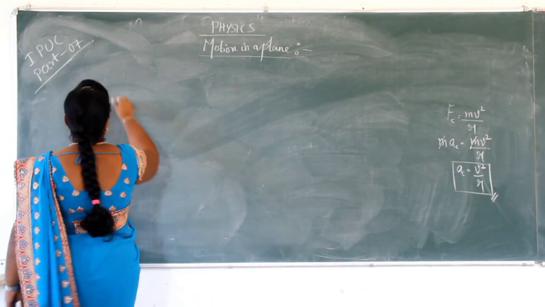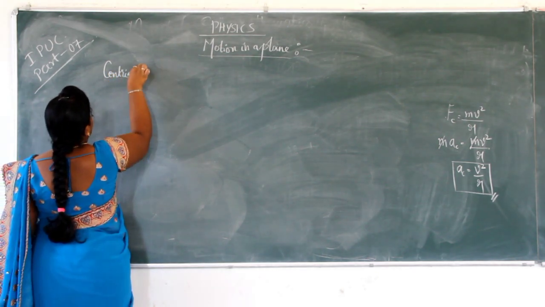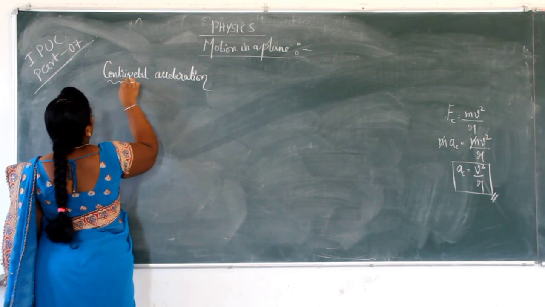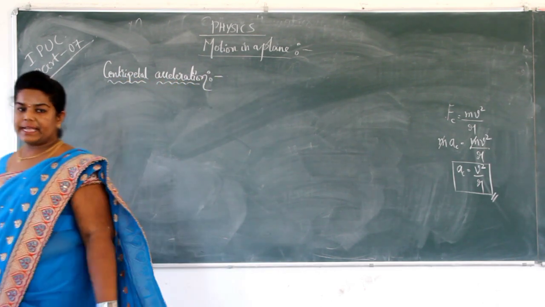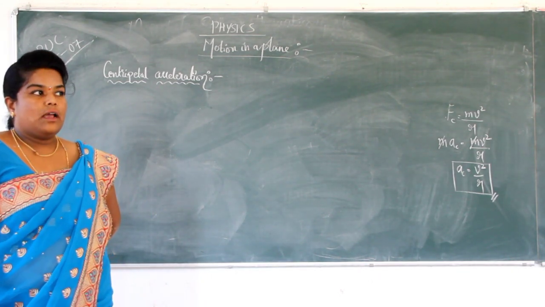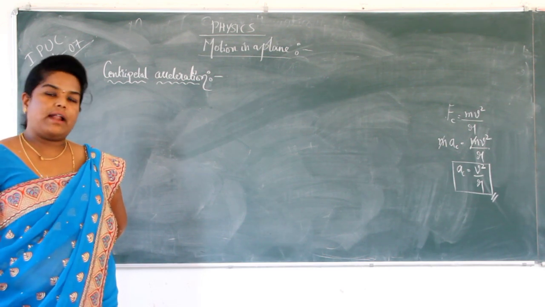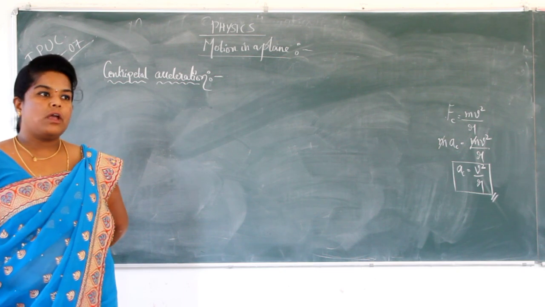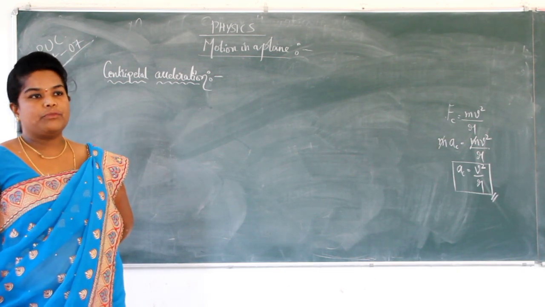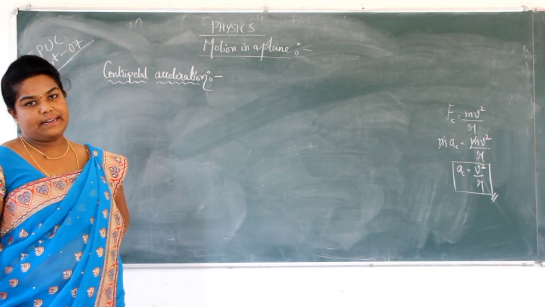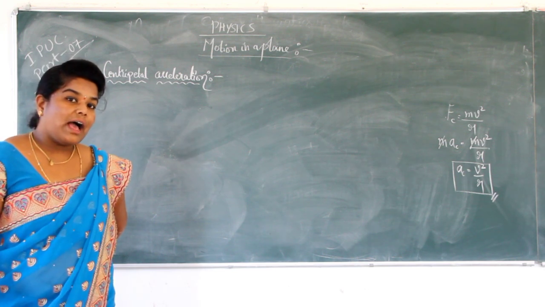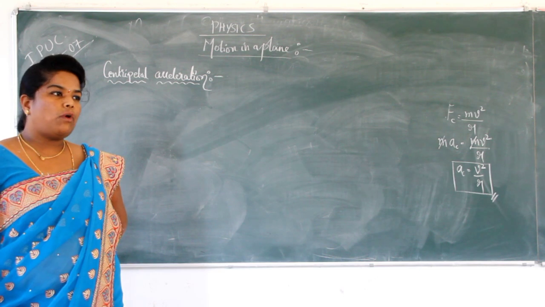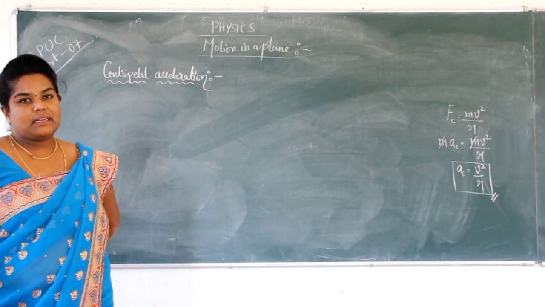Now let us move on to the definition of centripetal acceleration. What is centripetal acceleration, dear students? If an object is moving in a straight line, it has its own acceleration. You know that when an object moves from one point to another and its velocity changes, we can easily say it is having acceleration. Then what is centripetal acceleration? It is the acceleration associated with an object moving in a circular path. The acceleration of an object moving in a circular path is called centripetal acceleration.